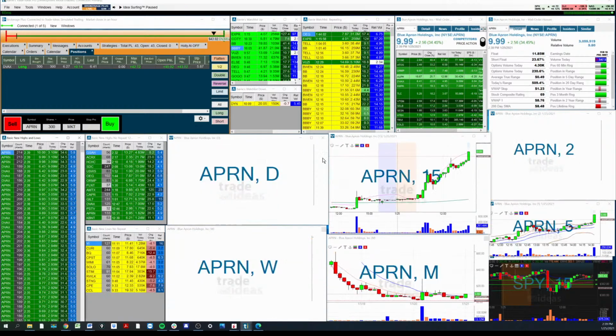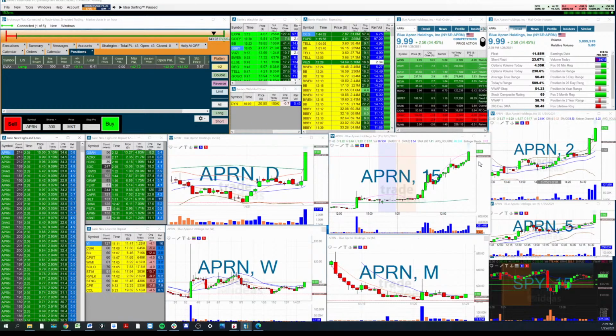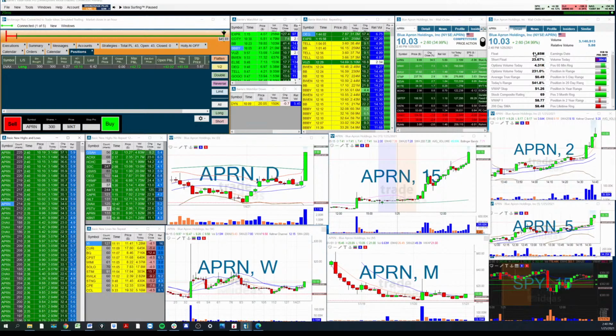Apron at 10 again. Not again, for the first time. Sorry, today anyway, first time. I mean, this has got room. Look at the room it's got if it wants to keep going. It's a low float, 11 million in the float.